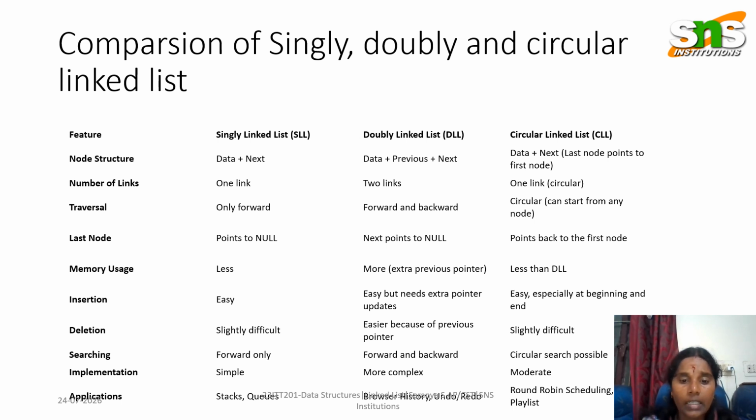As for applications, the singly linked list is used in stack and queue implementations. The doubly linked list is used in things like browser history and undo or redo. And the circular linked list is used in things like round robin scheduling and playlists.